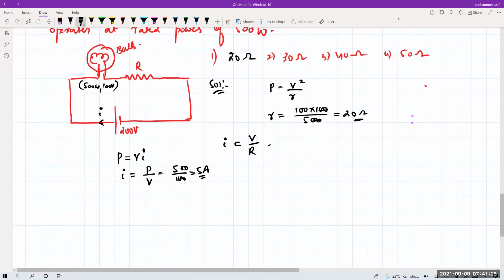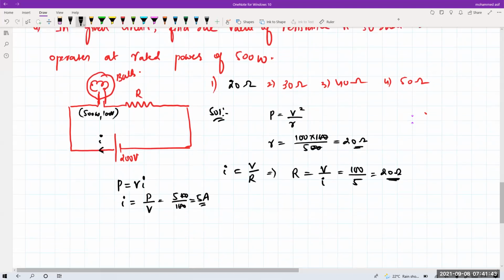Now from this I can calculate the value of R. R is equal to V by I. V is given as 100, divided by 5. So the resistance of this one is also 20 ohms. Because in series combination, the current will be the same. So I can apply V is equal to I into R. What is the potential applied right now for that one? Whatever the potential is associated with this one.